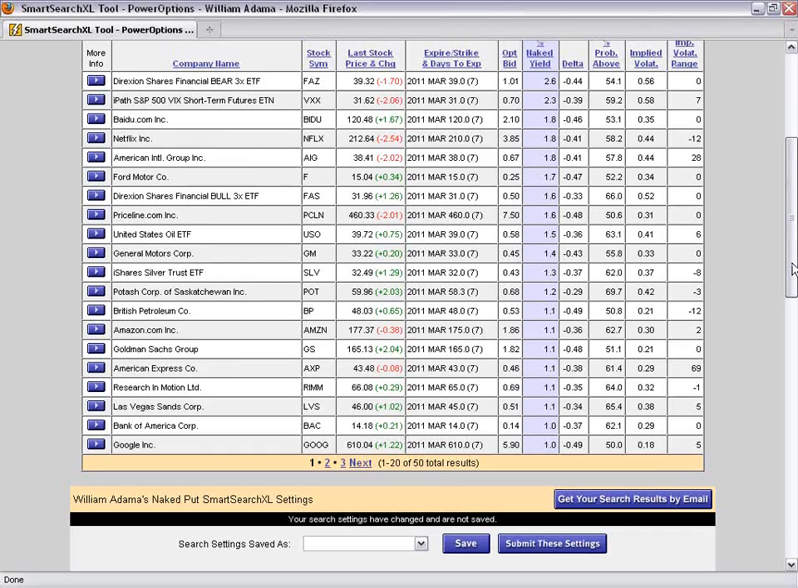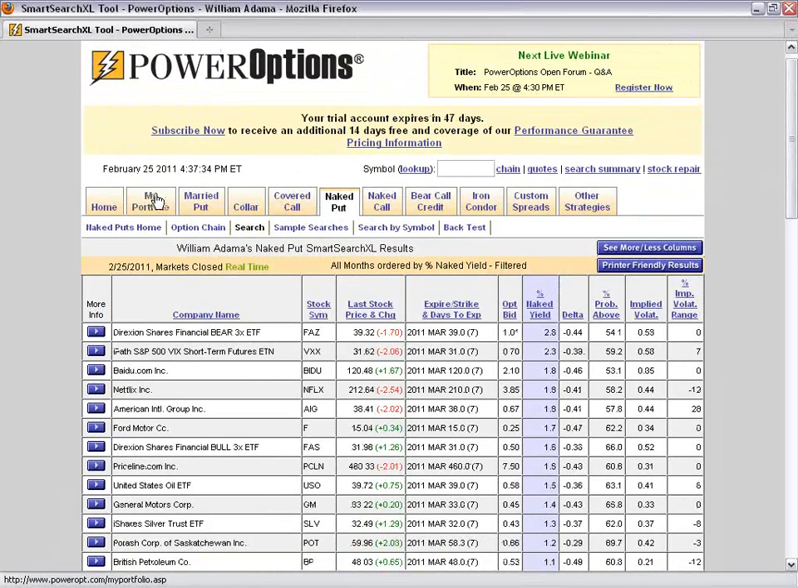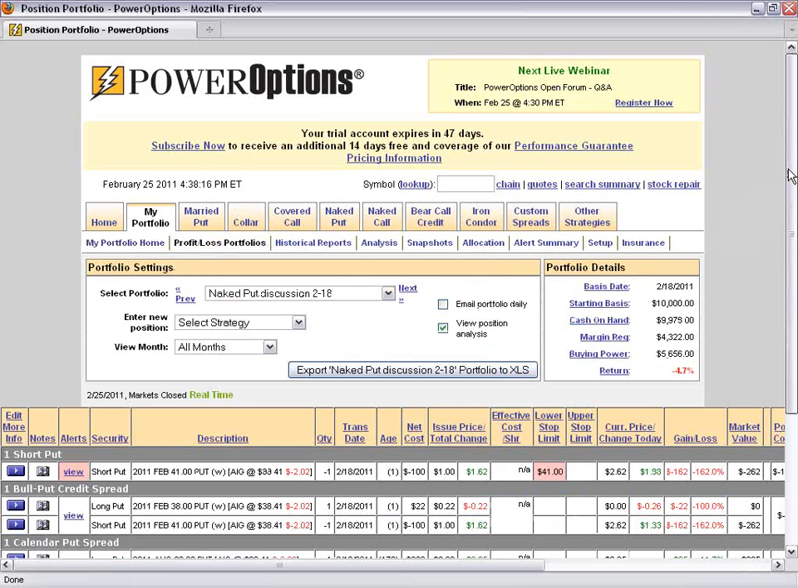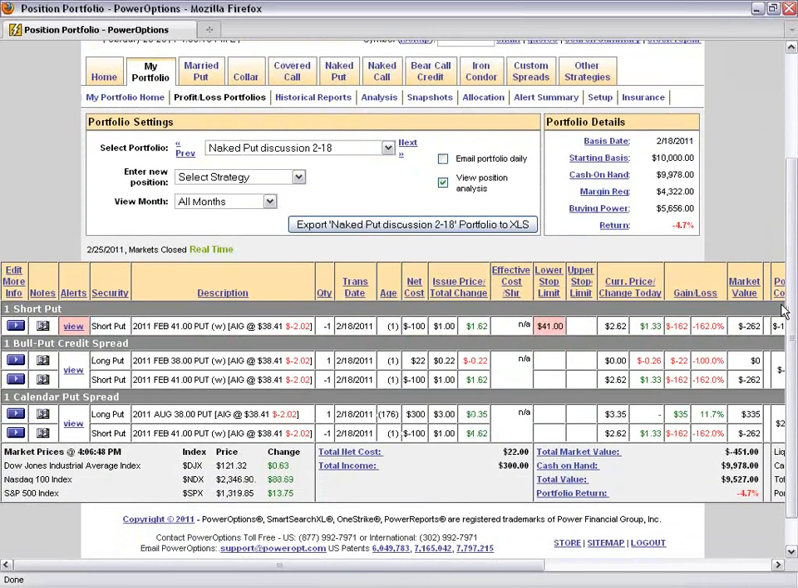All right, so let me go now to the PowerOptions portfolio tools. I'm going to click on the My Portfolio tab. And we're going to select profit and loss portfolios. And last week when we ran that weekly search, we chose AIG as an example. And we entered a short put or a naked put position.